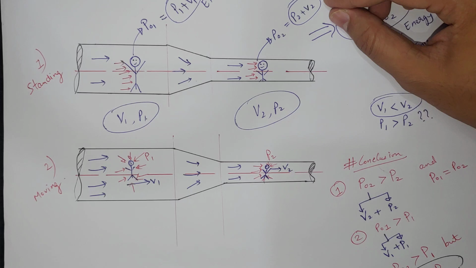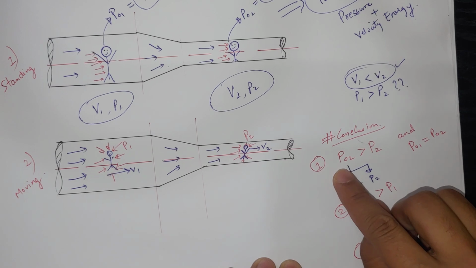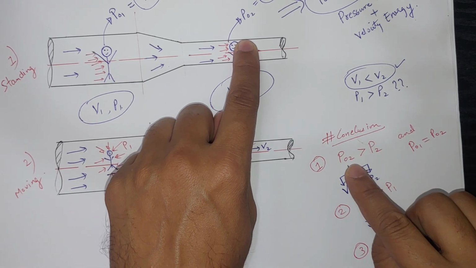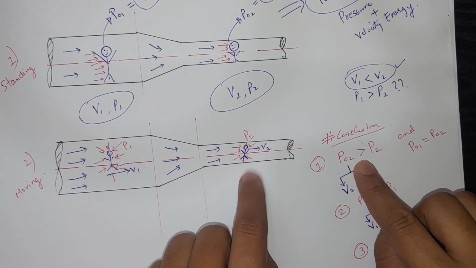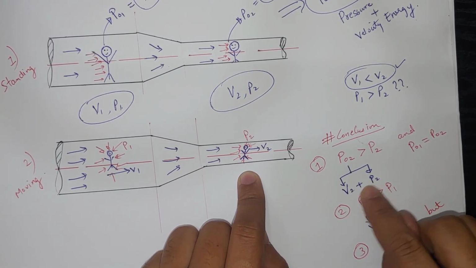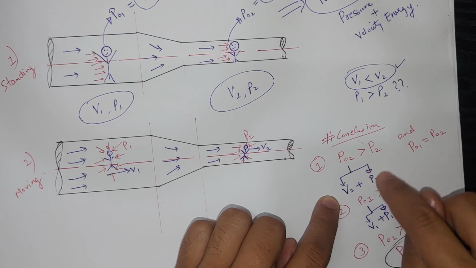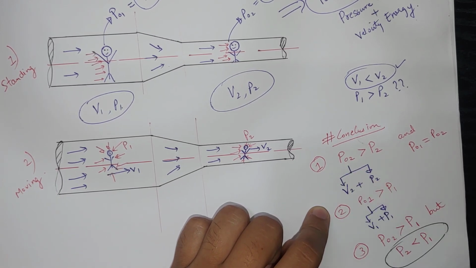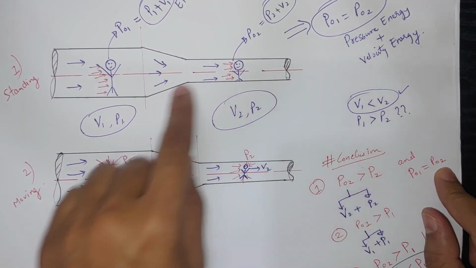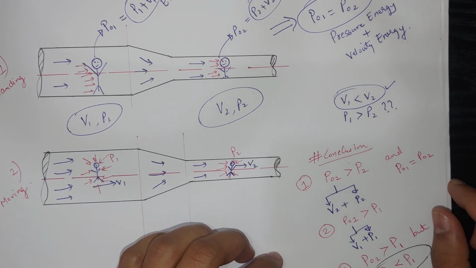Now, in conclusion, we can discuss three scenarios. The first scenario: the P02, which is in this section, stagnation. Of course, it is more than P2 because you are here moving, you are not feeling the velocity. So in P02, it's both the components V2 and P2, velocity energy and pressure energy, which is of course more than P2. You are feeling the velocity of the fluid, and we all know that P01 and P02 are the same, as the stagnation energy is the total energy in both the cross sections.